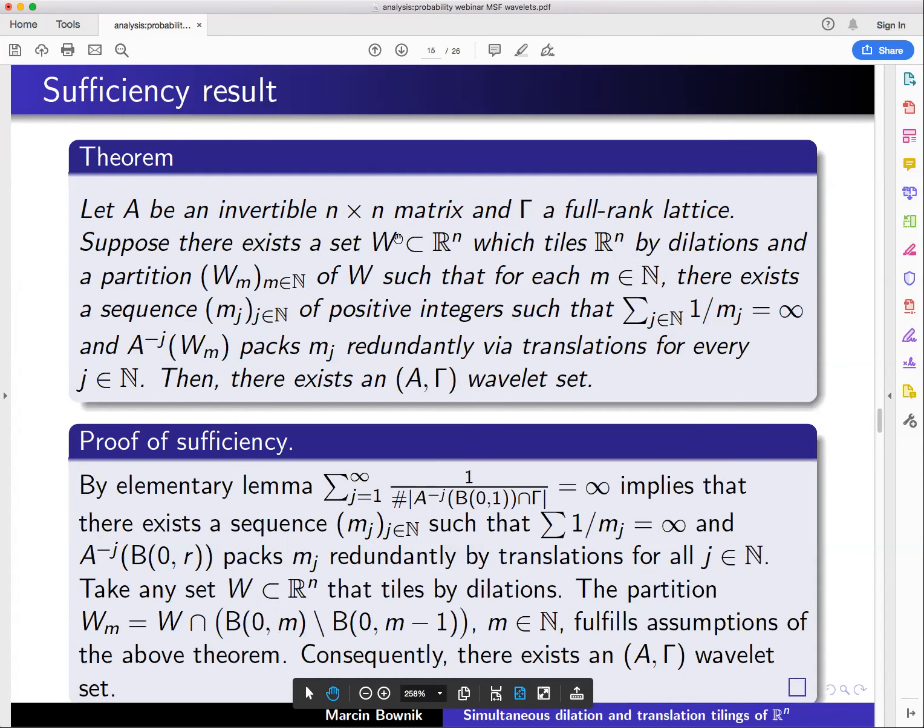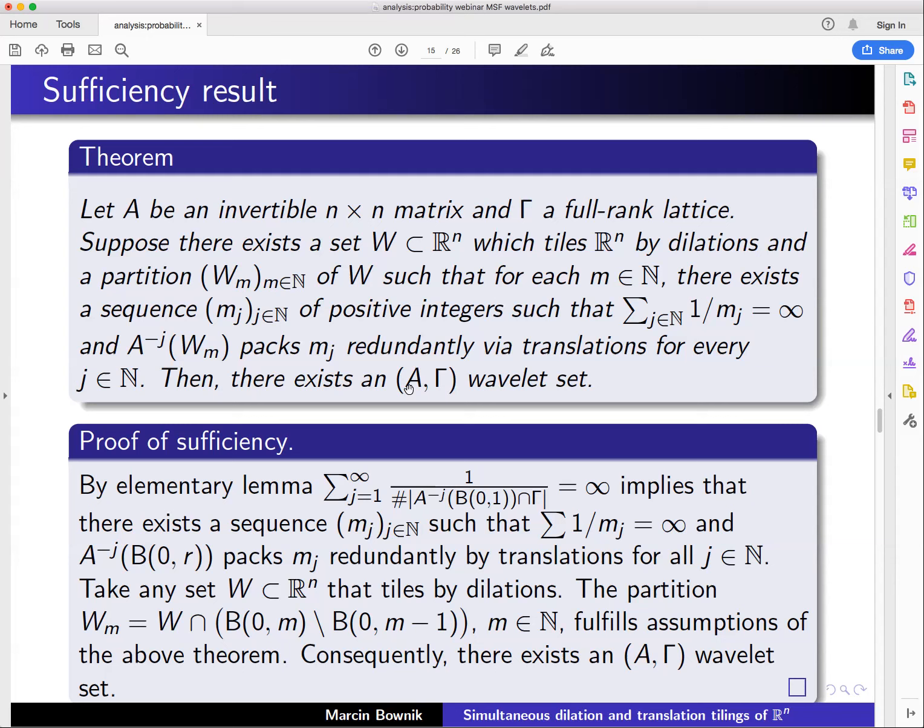So now the basic sufficient result will be like this: suppose you have a set W that tiles by dilation, and you also have a partition of this set W into sets, and you have this sufficient condition. So we have a sequence of positive integers whose reciprocals diverge, and A to the power negative j applied to W_m packs m_j redundantly via translation for every j. Then we show that there is an A-gamma wavelet set.